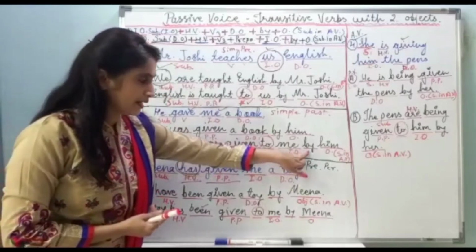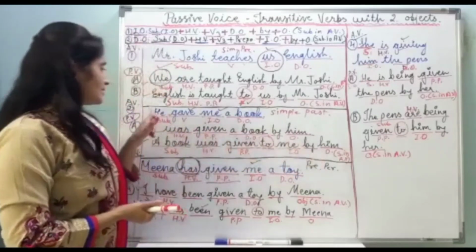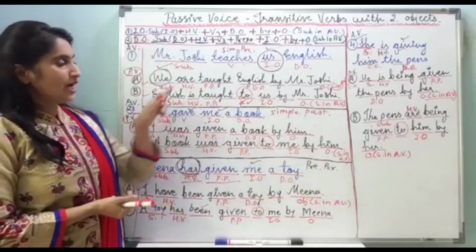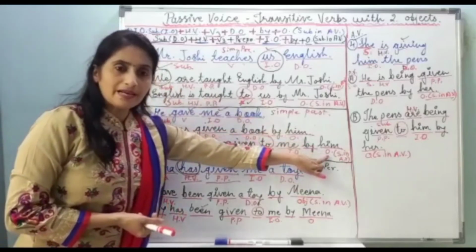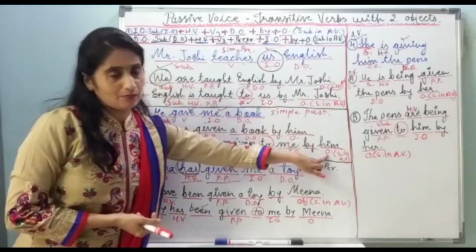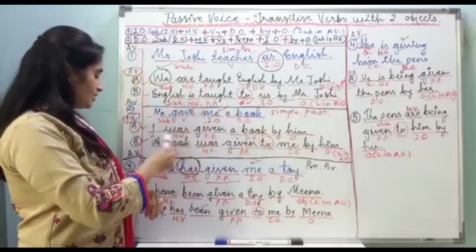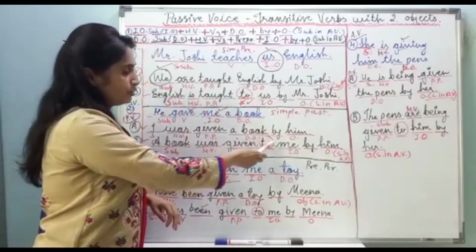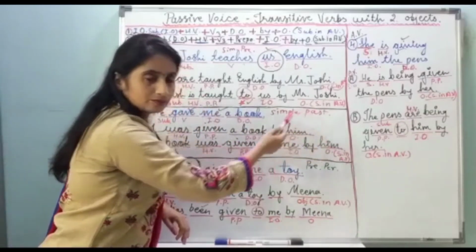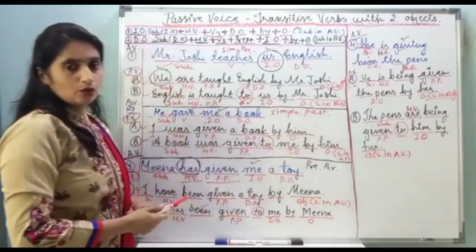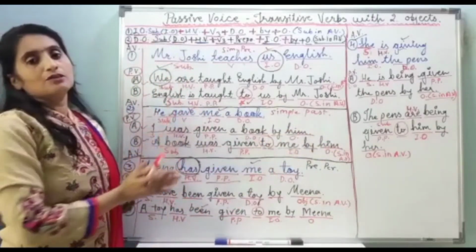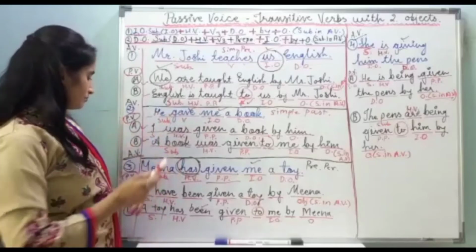Then what? By and then him. In this sentence, he is the subject, and so in passive voice it becomes him. So the conversion of the sentence is a book was given to me by him. Okay, so in this way you can convert the sentence.